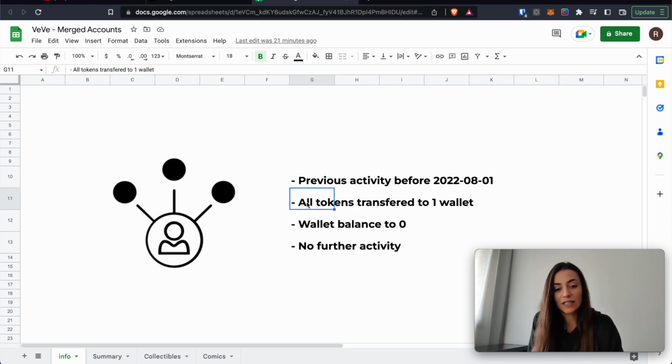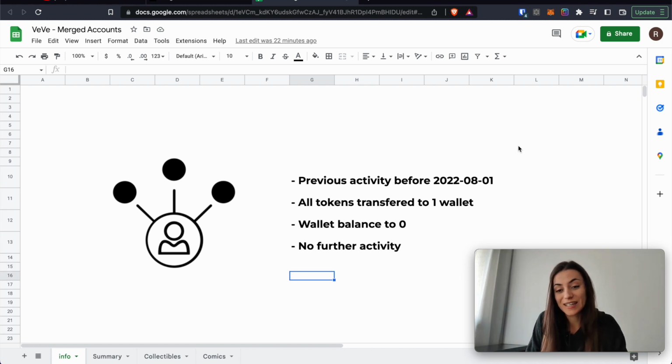Then again, the second rule, as I just explained, was that all tokens that were in that wallet had to go to one other wallet. Another rule had to be that this wallet balance would then go to zero. So basically, this wallet has to be completely empty at the end of the merge. And also that wallet should not show any further activity after that.